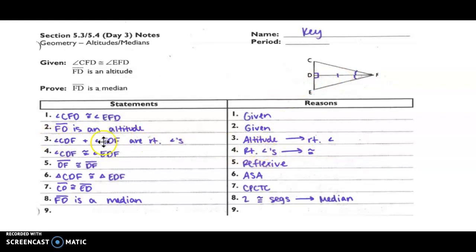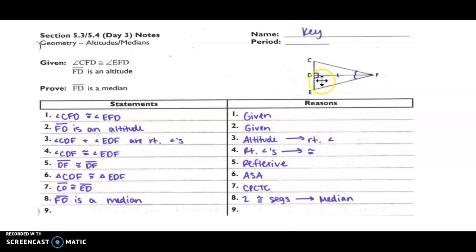Now I want to pause here. You have to have statement 3. You can't jump from statement 2 to statement 4. You have to state in 3 that they are right angles first. And then after that, we know that DF is congruent to itself, DF, by the reflexive property. And by angle side angle, line 6, these triangles are congruent.